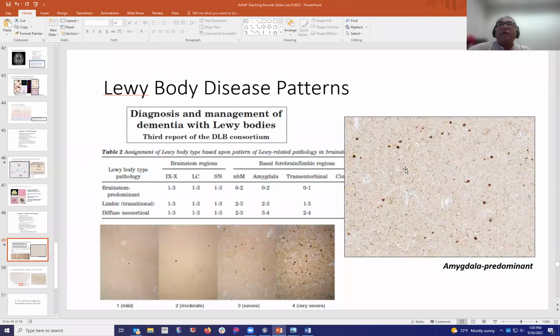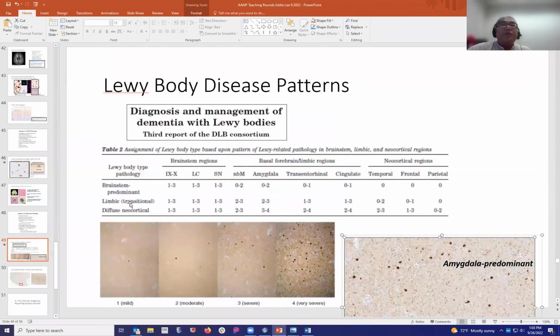And then let me share. Okay, so if I move this, if you look at limbic, you're starting to get amygdala and cingulate, but you can see that you have to have at least some in the brainstem. So limbic requires at least some brainstem pathology, whereas amygdala predominant does not. And then your second question, sorry, I have to roll back.